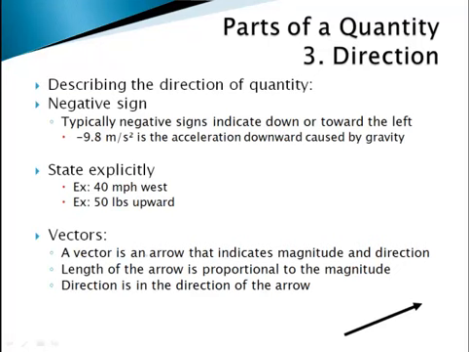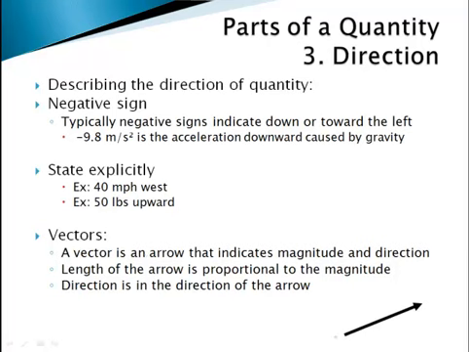Now, there are many different ways of describing the direction of a quantity, and none of them is any better than the other. We simply use whatever is most convenient for the particular situation. A lot of times that's as simple as just using a negative sign. In kinematics, we tend to use negative signs quite a bit to represent down. For instance, negative 9.8 meters per second squared is the acceleration that most objects experience, and that is downward, not upward. In other cases, it's simple enough to state the direction: 40 miles per hour west versus 50 miles per hour east, or 50 pounds upward versus downward.